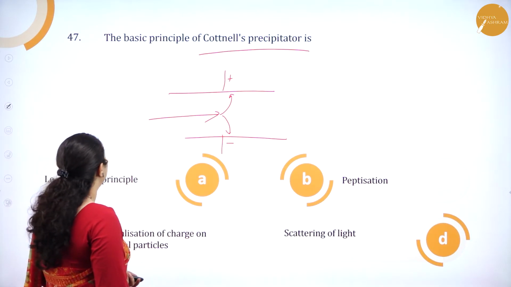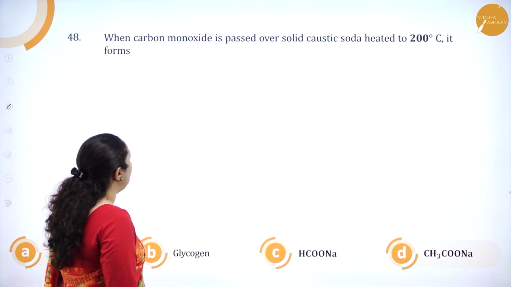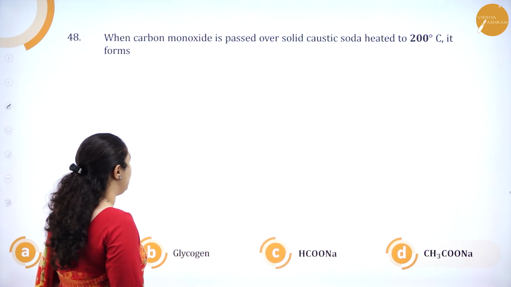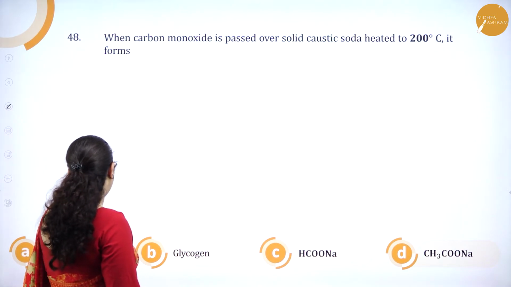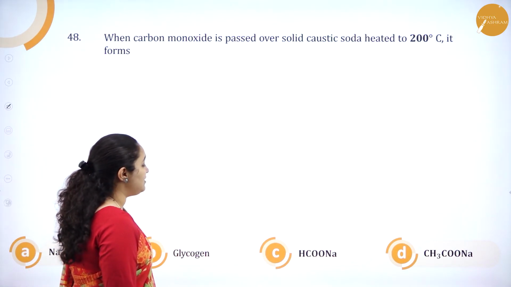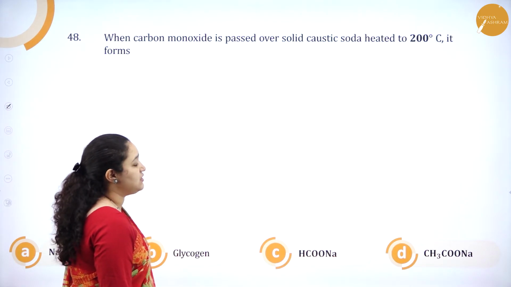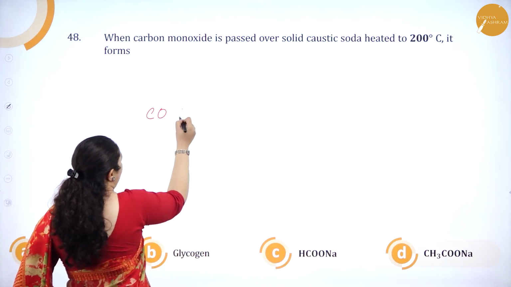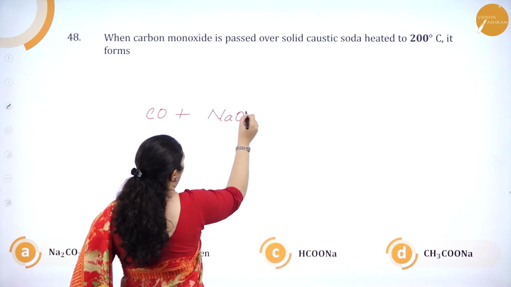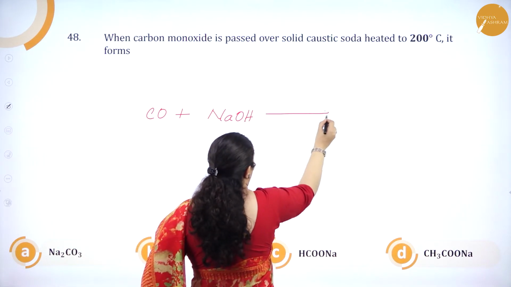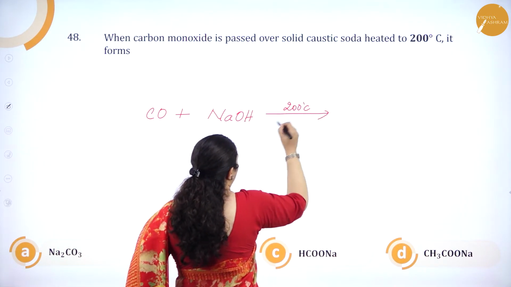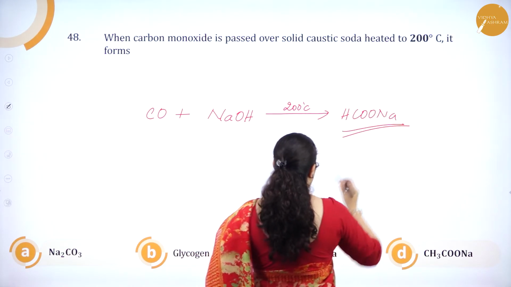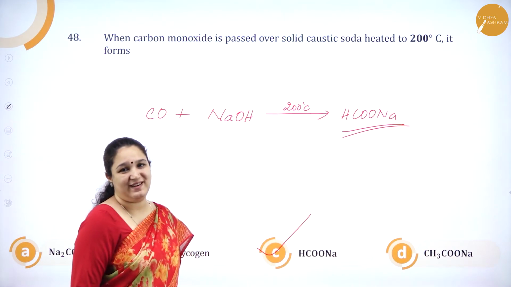I hope you have understood. We'll go to the next question. When carbon monoxide is passed over solid caustic soda heated to 200 degrees Celsius, it forms Na2CO3, glycogen, HCOONa, CH3COONa. So, what is the reaction? It's carbon monoxide passed over caustic soda. Caustic soda is NaOH. At 200 degrees Celsius, it will form HCOONa. So, option C is the correct answer.